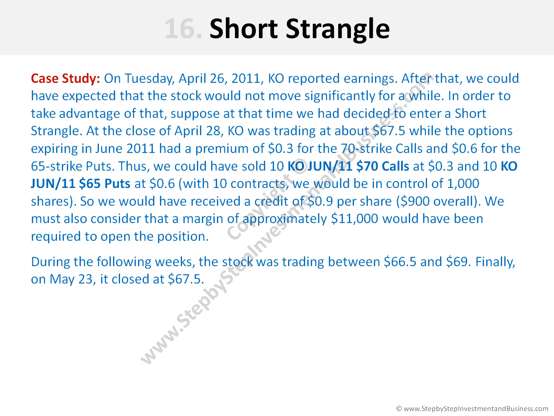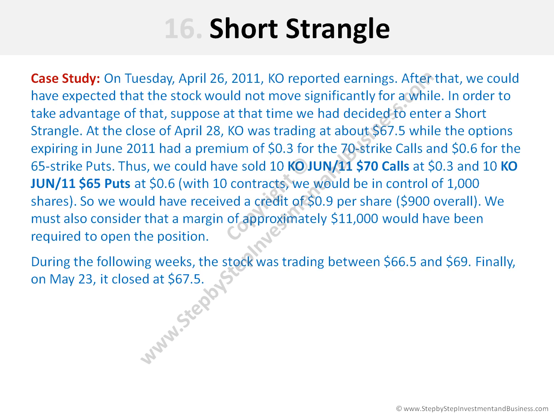At the close of April 28, Coca-Cola was trading at about $67.5, while the options expiring in June 2011 had a premium of 30 cents for the 70-strike calls and 60 cents for the 65-strike puts. Thus, we could have sold 10 calls with a strike price of $70 and expiration in June 2011 at 30 cents, and 10 puts with a strike price of $65 and same expiration at 60 cents. With 10 contracts, we would be in control of 1,000 shares.